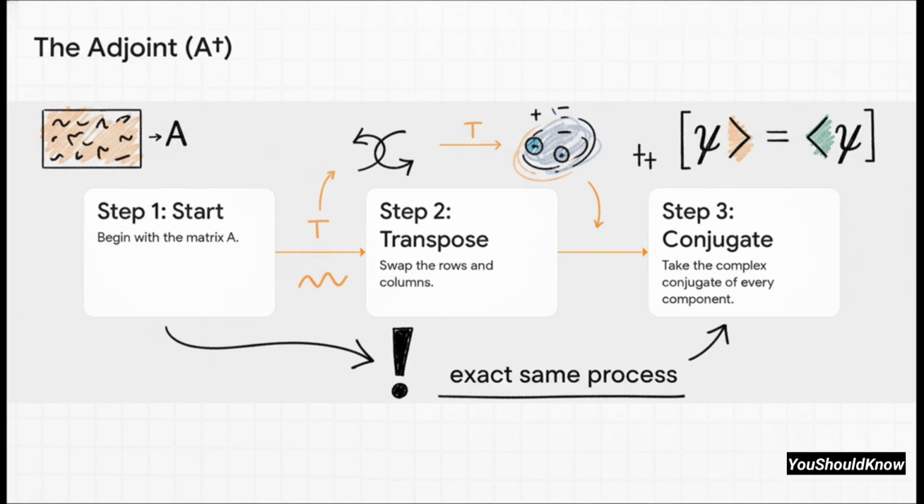And just like kets have their dual, the bras, operators have their own dual. It's called the adjoint, and you'll often see it written with a little dagger symbol. Now get this. How do you find the adjoint? You transpose the matrix and take the complex conjugate of everything inside. Sound familiar? It should. It's the exact same recipe we use to get a bra from a ket. This is the kind of beautiful symmetry that makes the whole system so powerful.